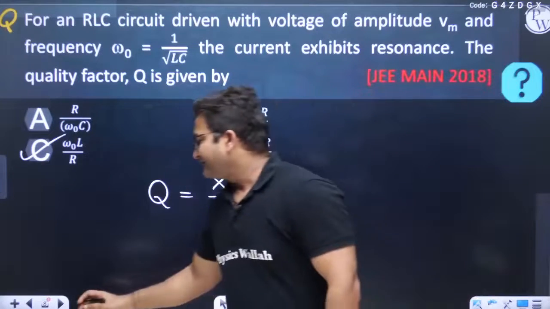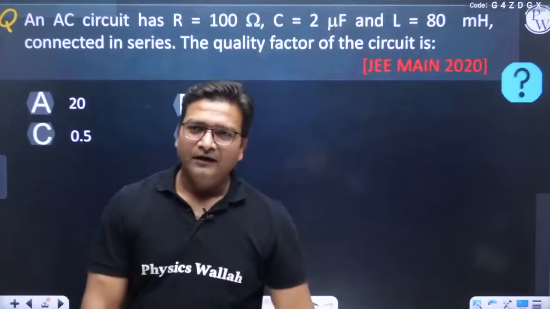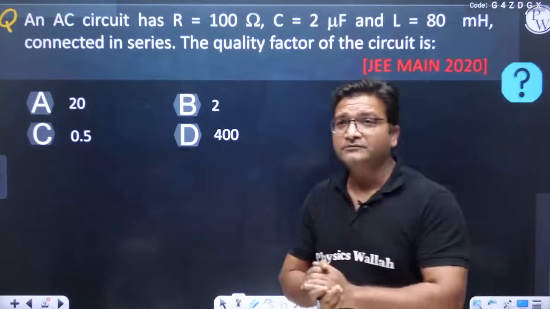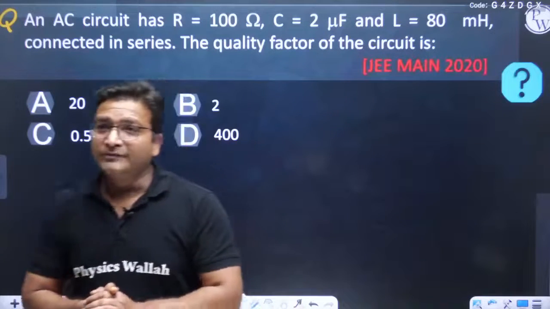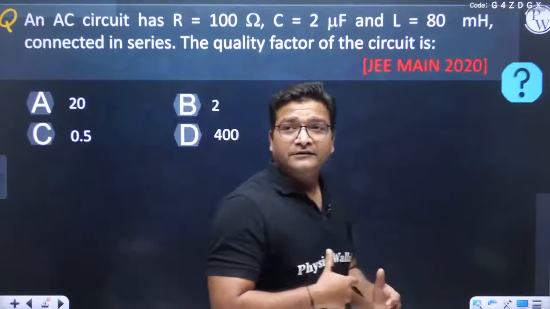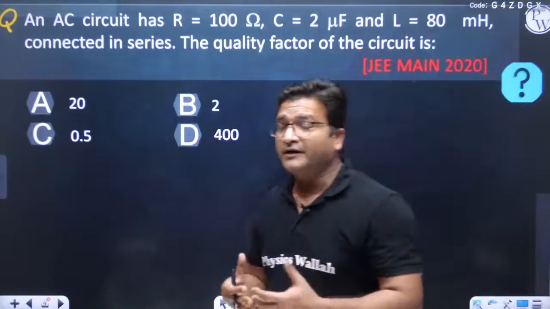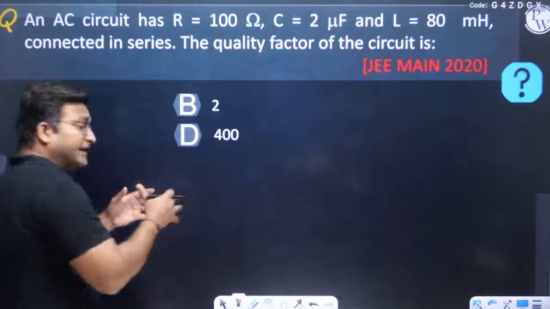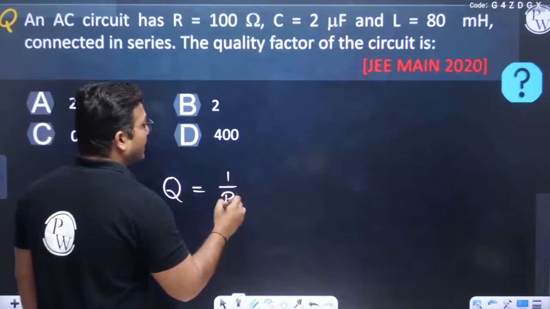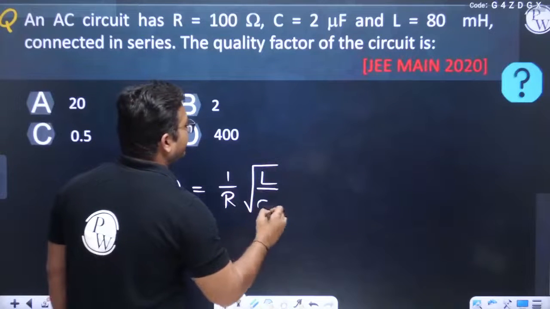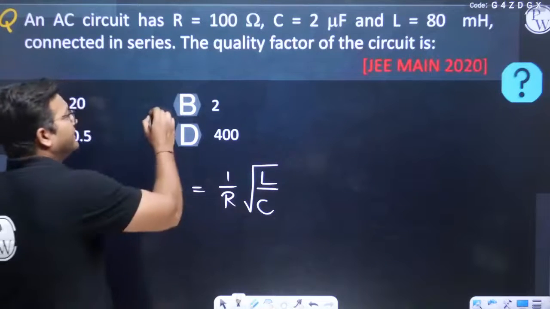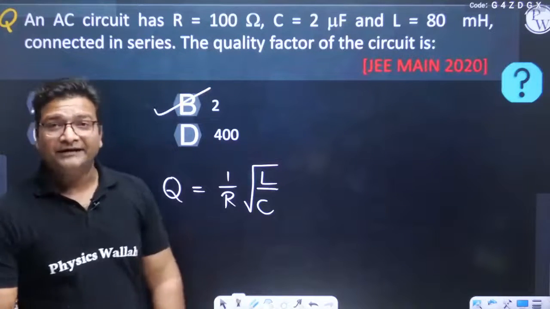Okay. Next question. Here we have an AC circuit that has R as 100 ohm, the capacitance as 2 microfarad, inductance 80 millihenry, and they are connected in series. What is the quality factor of the circuit? In terms of L, C and R, I think you remember the quality factor is given by 1 over R root L by C. You put all the values of R, L and C and you will find very easily that the quality factor of the circuit is 2. So B is your correct choice.